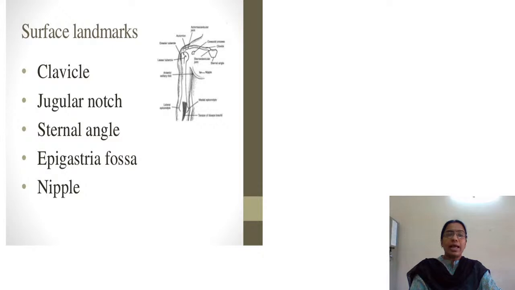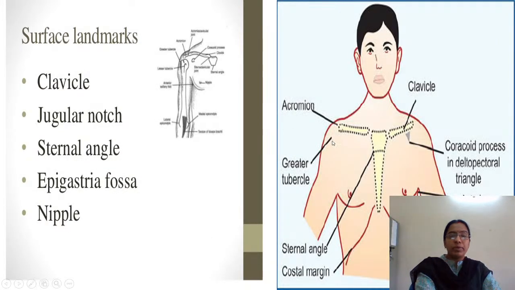Coming here, the landmarks of the pectoral region include clavicle, jugular notch, sternal angle, epigastric fossa, nipple, midclavicular and mid-axillary line. So let's see these surface landmarks, the landmarks which are related to the skin. Because they are related to the skin, these are called surface landmarks. So this is the clavicle. I think you knew it. It is the only horizontal bone present in our body.